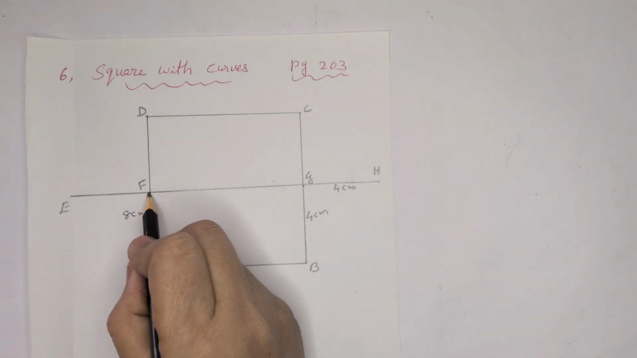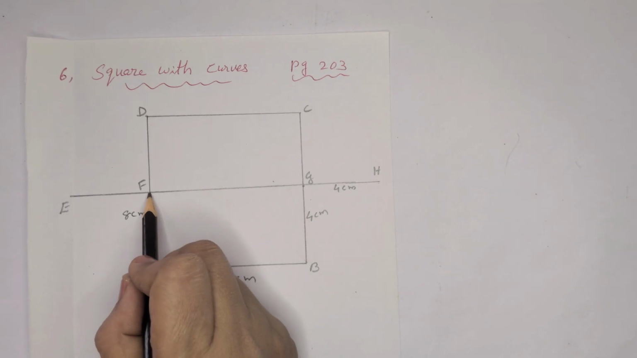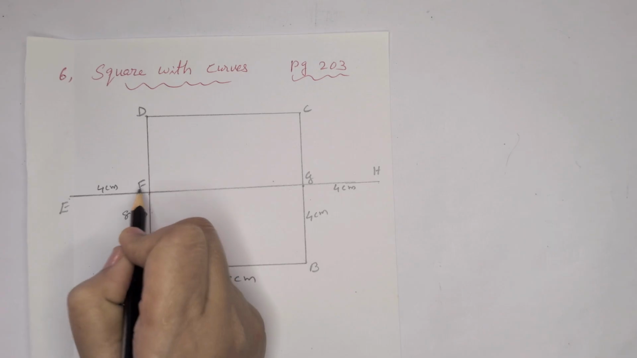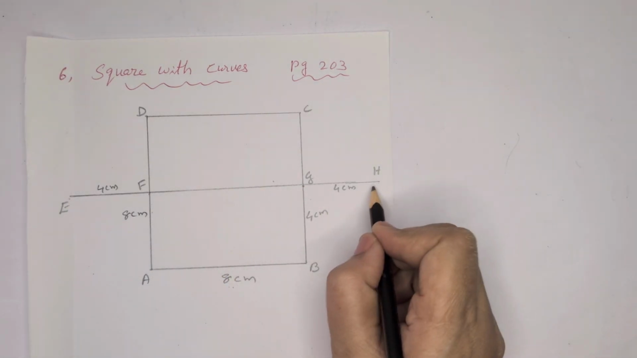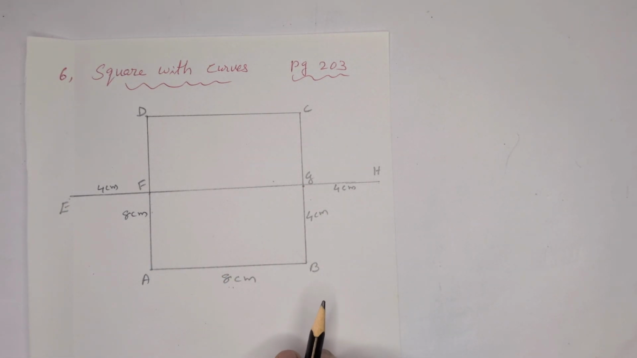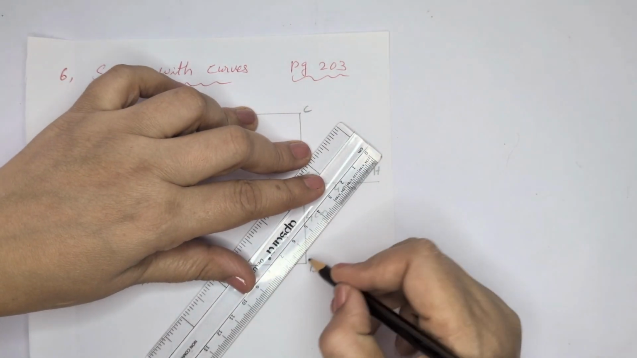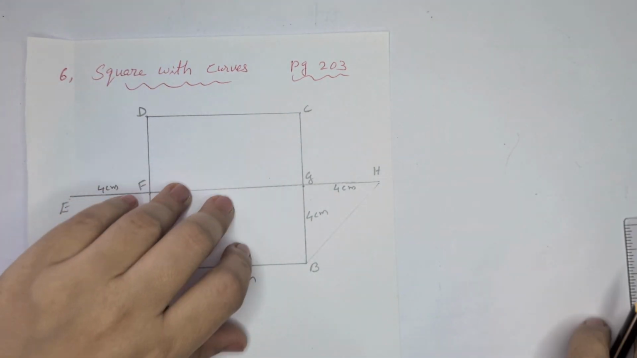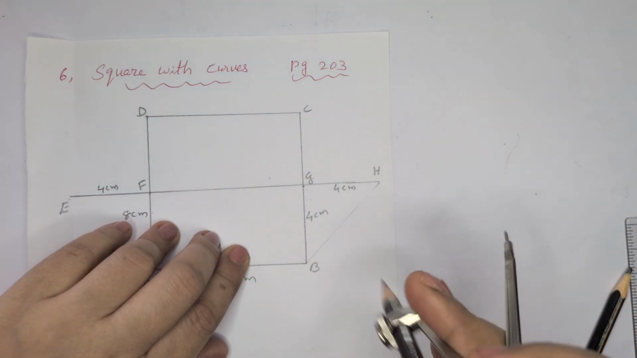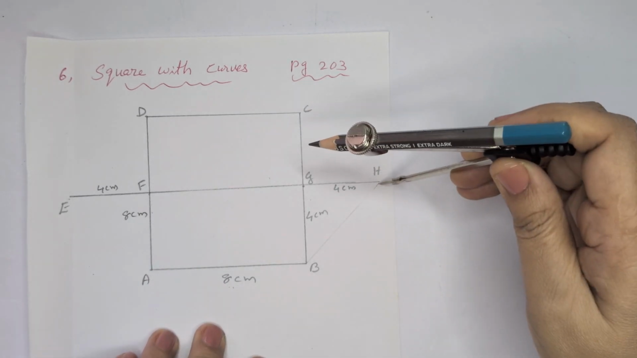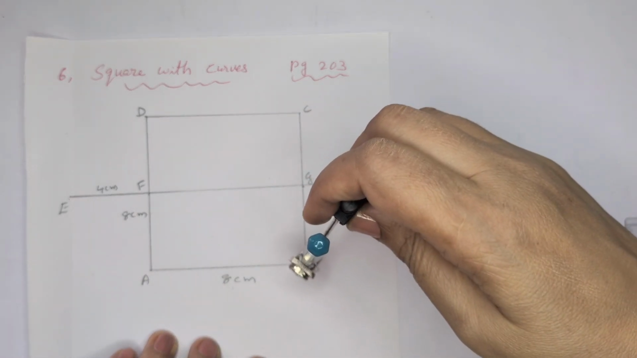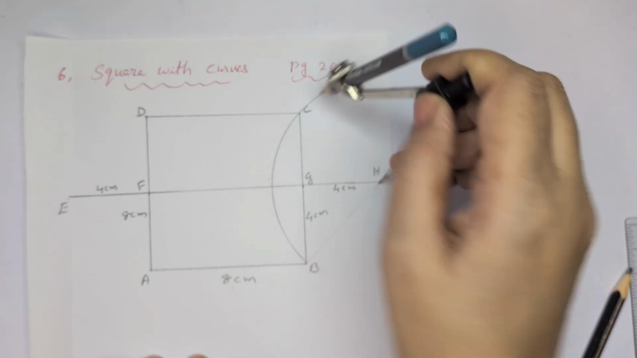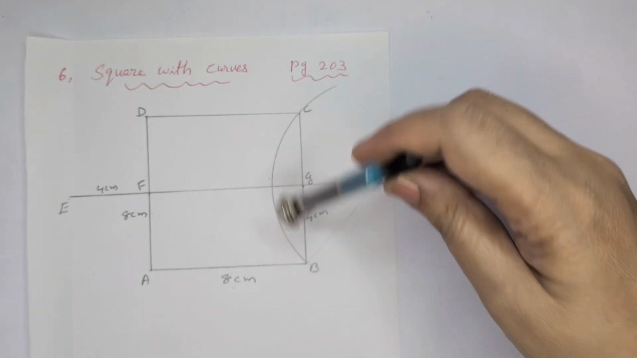Then mark the midpoint of these 2 sides and then extend this line from here to here 4 centimeter more. That means EF is 4 centimeter, GH also 4 centimeter. After that, this distance from B to H, that as the radius we have to take in our compass. Take this distance in the compass and draw an arc that we can see passing through the points B and C.